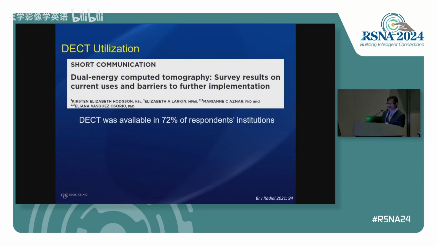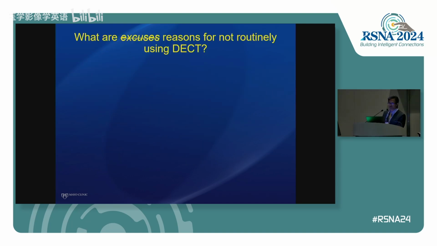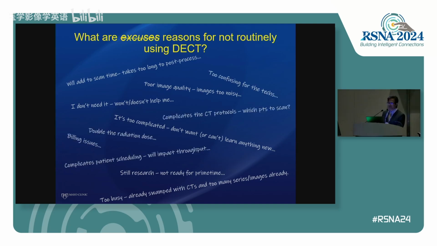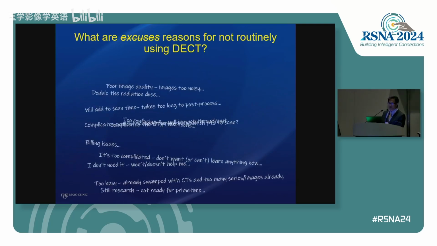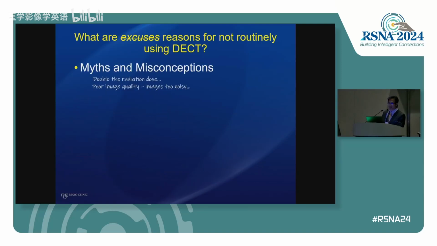This was a survey from the UK where 72% of the respondents said that they had dual energy CT scanners, but again, it wasn't being used optimally, and a lot of the issues were lack of experience with dual energy CT, as well as availability of suitable protocols. So I did an informal, non-scientific survey trying to figure out what were the reasons for people not using dual energy CT, and it basically boils down to three big categories, and we're going to tackle those.